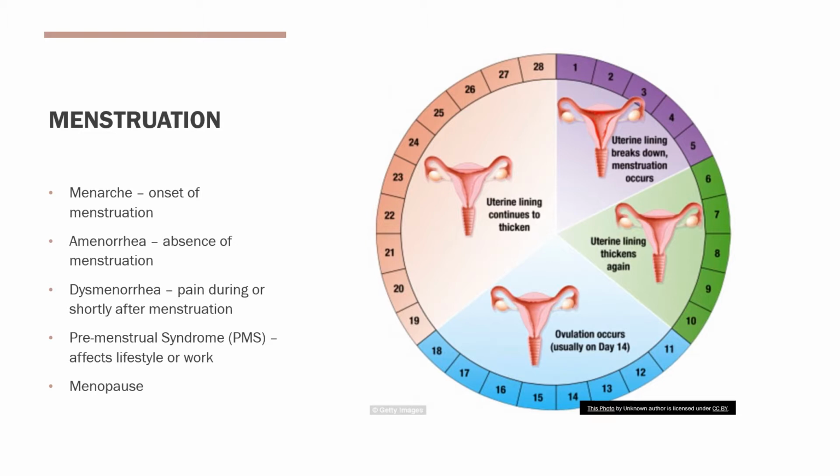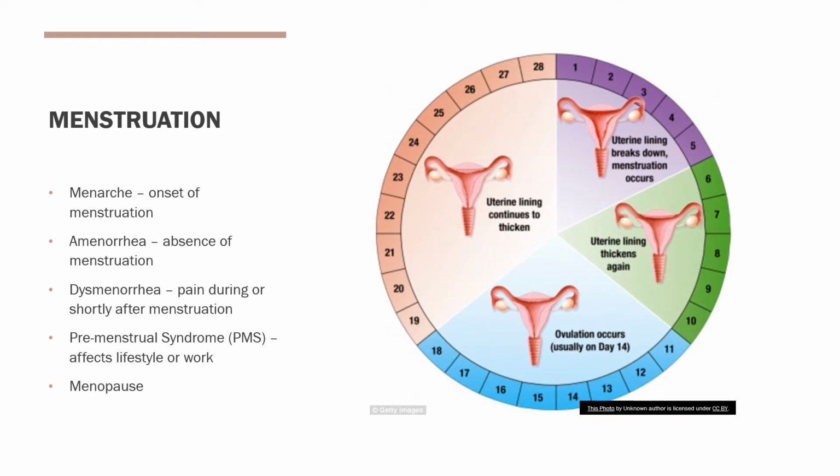Menarche is going to be the onset of menstruation. So at what age did the client start their first menstrual cycle? It can be quite irregular for the first 2 to 3 years, and then it should become regular. If not, then we might need to look into some other issues.